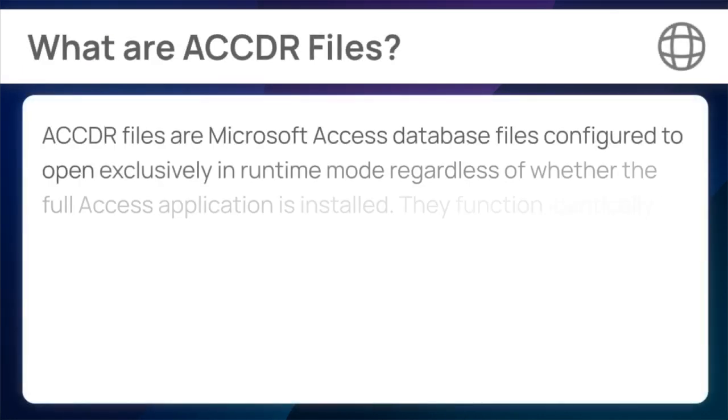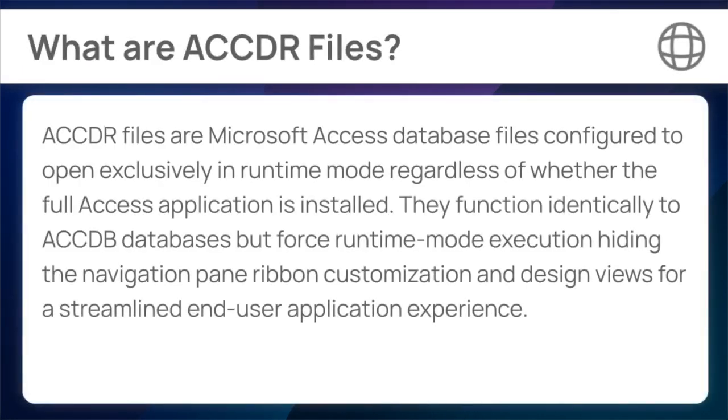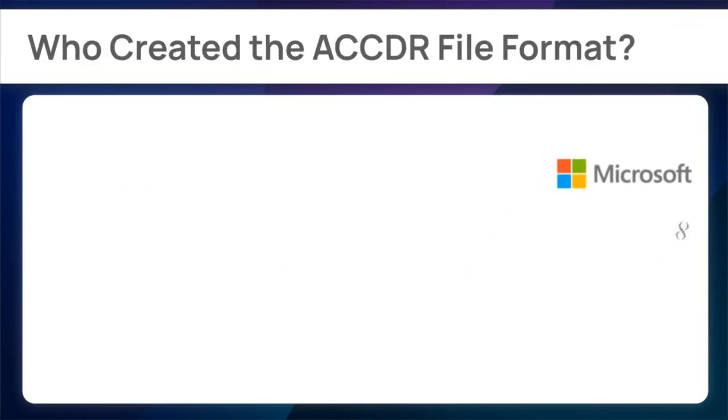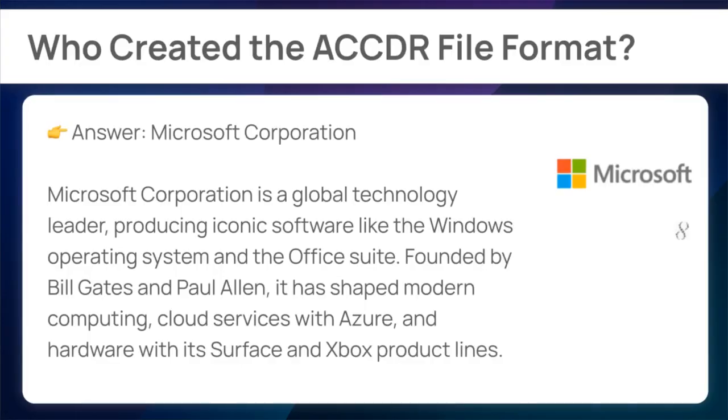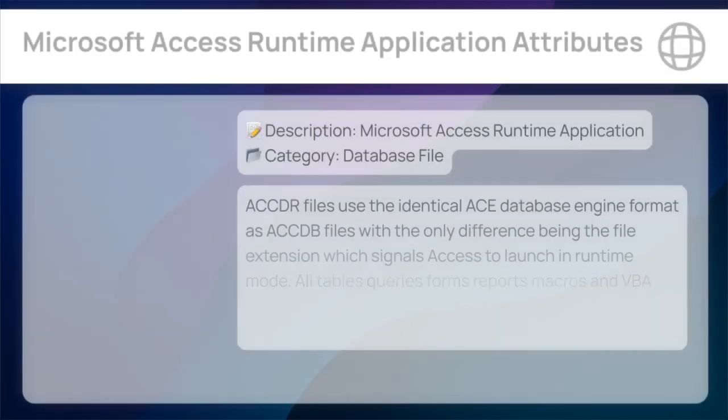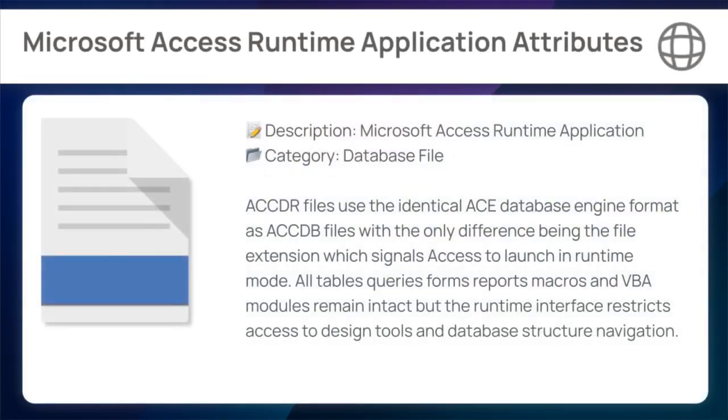ACCDR files are Microsoft Access database files, configured to open exclusively in runtime mode, regardless of whether the full Access application is installed. They function identically to ACCDB databases but force runtime mode execution, hiding the navigation pane, ribbon customization, and design views for a streamlined end-user application experience. ACCDR files use the identical ACE database engine format as ACCDB files, with the only difference being the file extension, which signals Access to launch in runtime mode.